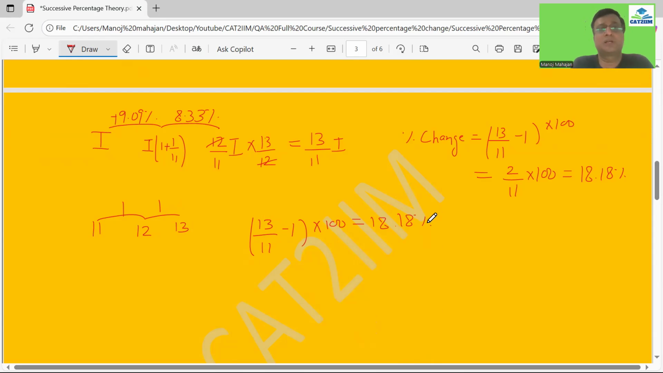So these two methods would have been convenient rather than converting the 9.09 into a decimal number, or maybe using a plus b plus ab by 100. I have shown you that a plus b plus ab by 100 may not be convenient with all the percentage figures. Now let's see where all we can use the successive formula. So that application is important.